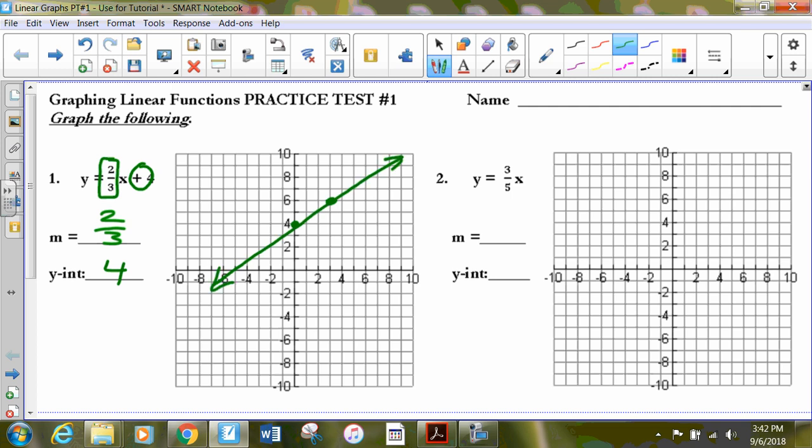With the next one, we see something's missing. So I encourage you to rewrite the problem, but put +0 because the y-intercept is 0. Our slope is 3/5, so that means up 3, 1, 2, 3, over 1, 2, 3, 4, 5. Connect your 2 points, and you're done.